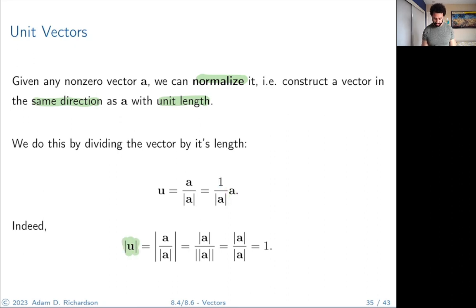What's the length of this vector U that we just constructed? It's the length of the vector A over length A. But using properties of absolute values or just properties of distances, you can split this up through the fraction and you'll get the length of A over the length of A, which is 1. Notice also that we still got a scalar from this calculation. We wanted to compute the length of U, and we got a scalar, not a vector. Because again, length is a scalar, it's a number, it is not a vector. So it makes sense that we should get a scalar as a result.